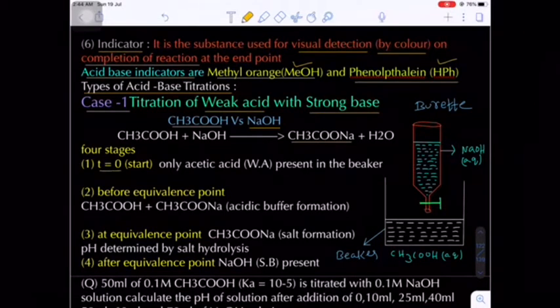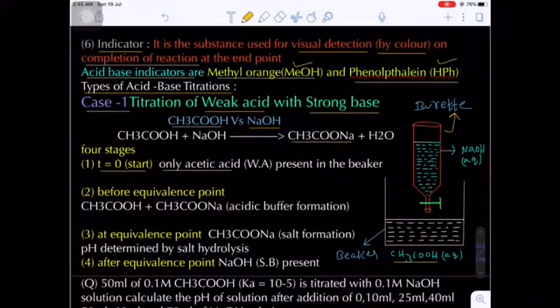Now, in any acid-base titration there are four important stages. What are the stages here? The first stage is the initial stage, that means at the beginning. At the beginning what happens? Let's suppose we are taking one beaker, and in this beaker we have acetic acid solution. This is the burette. With the help of this burette we are adding the NaOH solution drop by drop. Are you getting my point?